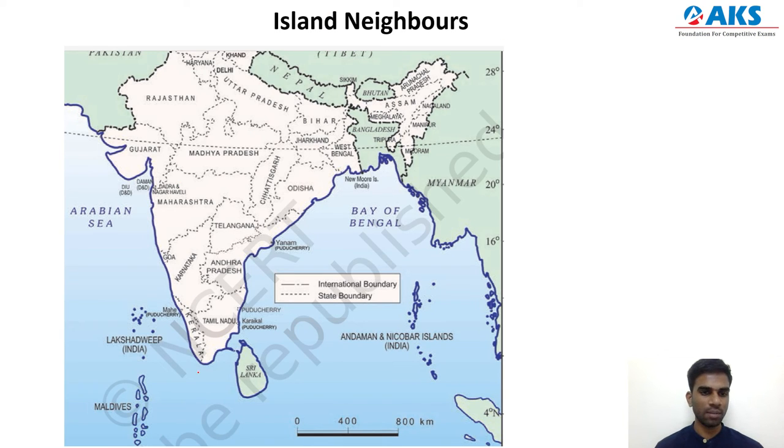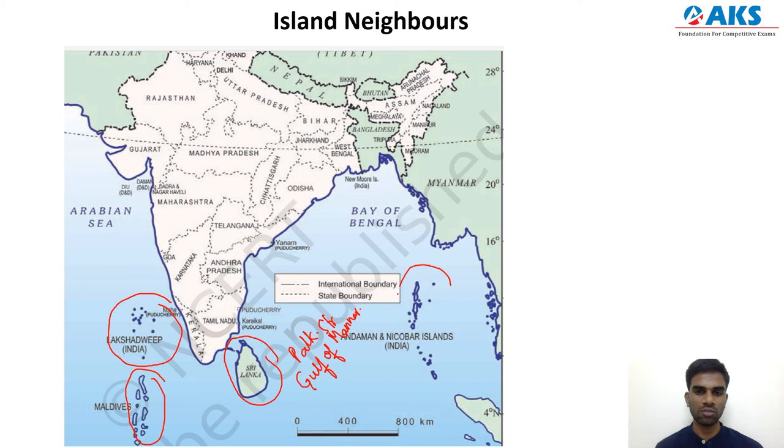Now coming to the island neighbors of India, we have Sri Lanka and Maldives, the two island neighbors of India. Sri Lanka is separated from India by the Palk Strait and the Gulf of Mannar. And then we have islands, the Lakshadweep and the Andaman and Nicobar Islands. The Andaman and Nicobar Islands are separated by the Ten Degree Channel.